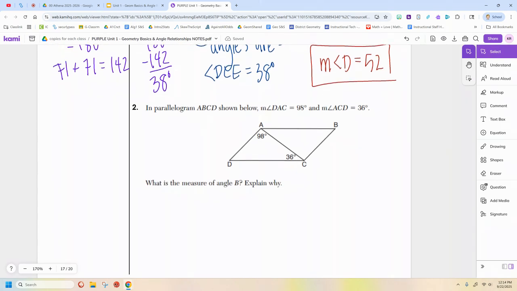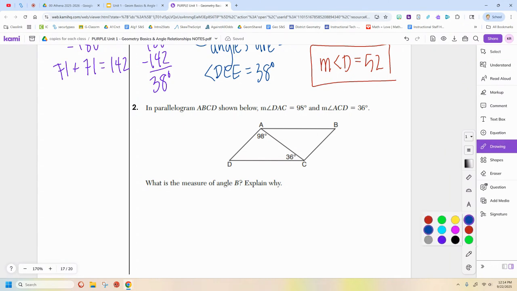All right, so here comes our second one. This is an actual Regents question, okay? So that was one that was from Delta Math. This is Regents. All right, so in parallelogram A, B, C, D shown below, we got these two angles. What is the measure of angle B? Explain why. So I'm going to put my star here.